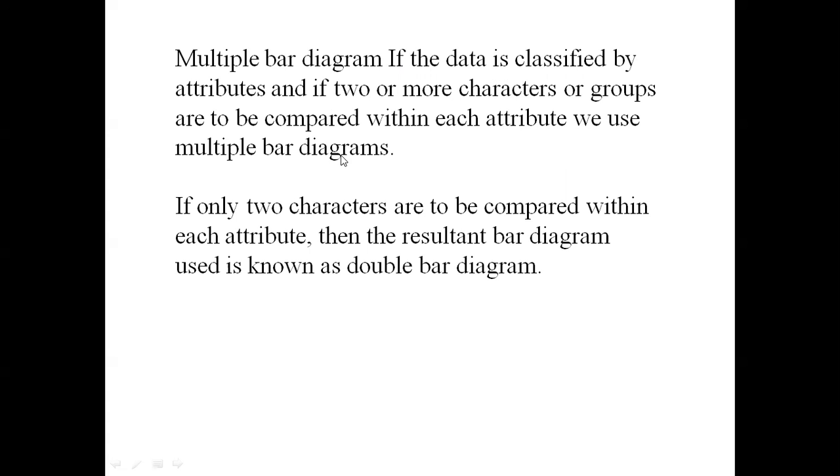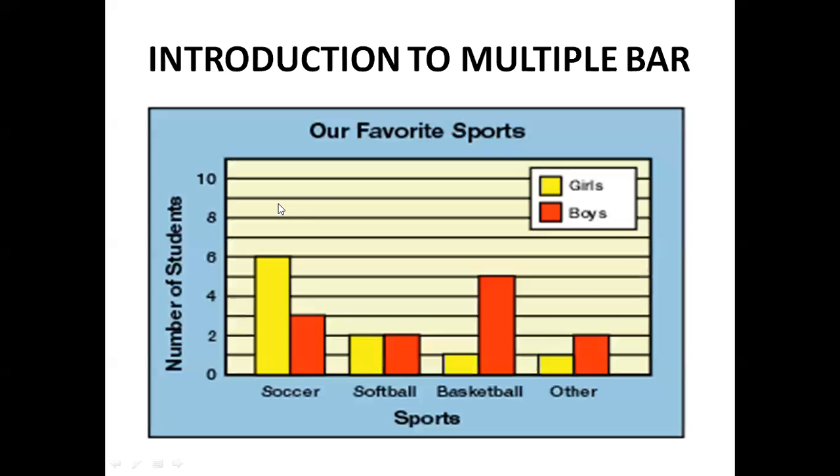Classified by attributes means qualities. If two or more characters or groups can be compared within each attribute, we use the multiple bar diagram. Attribute means character. It can be a variable. If within the bar itself we need to show 2 or 3 of the same character, that is, show the attribute, then we use the multiple bar diagram. So take soccer for example.